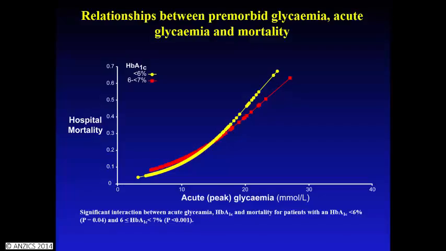So we then went on to look at the logistic regression model, and again, the interaction terms on this graph are hospital predicted mortality on the y-axis, acute peak blood glucose on the x-axis, and then chronic hyperglycemia, or a measure of that, as the HbA1c.